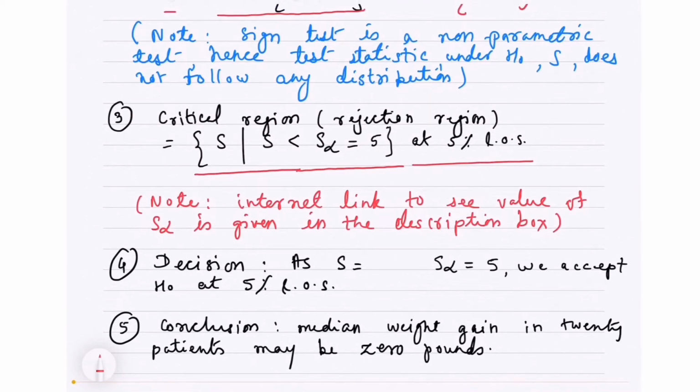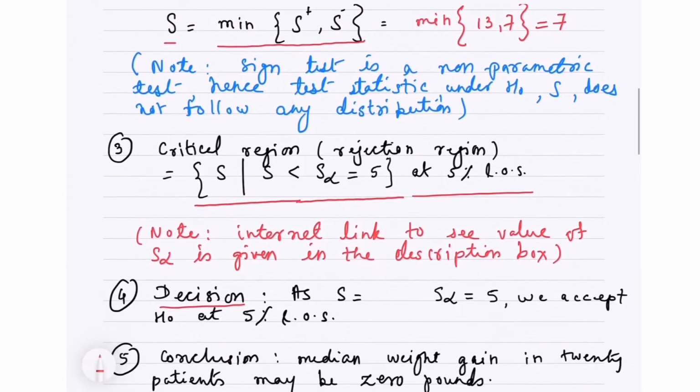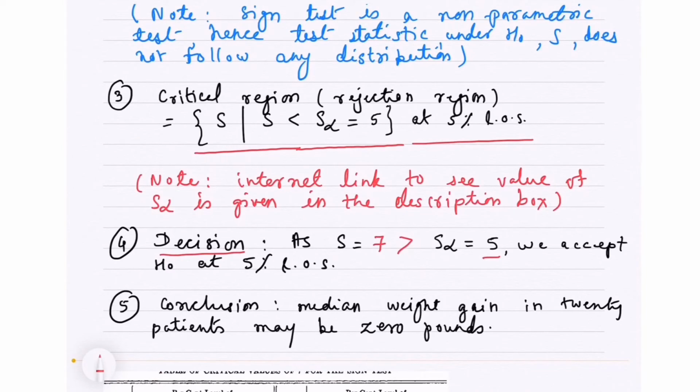Now the fourth step is to write the decision. As we received value of S as 7, which is greater than S alpha, that is 5, we accept H0 at 5% LOS. Again to revise why we are accepting H0, because our critical rejection region tells us that if S is less than S alpha, that is 5, then reject. As S is 7, greater than S alpha, which is 5, we are going to accept H0 at 5% LOS, that is level of significance.